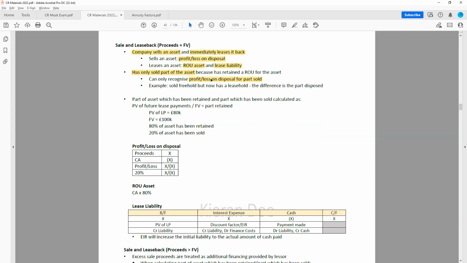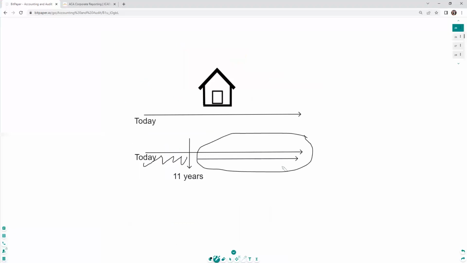So when we're trying to work out the profit or loss on disposal, we'd calculate it as usual, proceeds minus carrying amount equals profit or loss on disposal. But as I said, what we need to know is what was the value of the part that they sold? And the way we can work it out is we could work out the value of the part they sold, or we could work out the value of the part they retained.